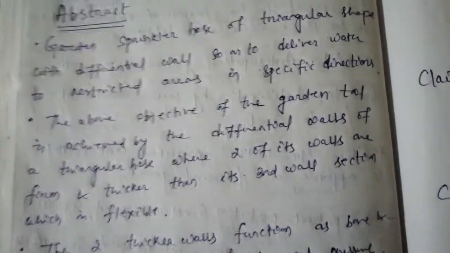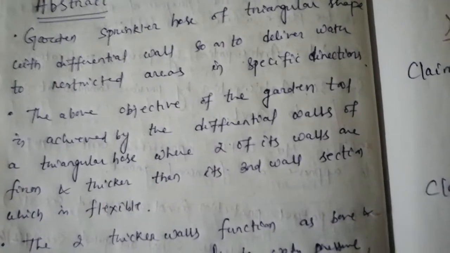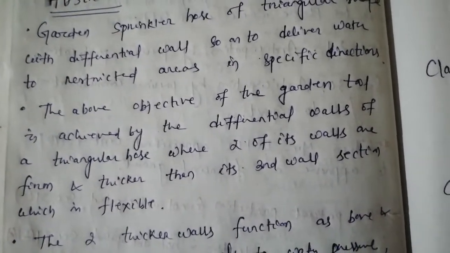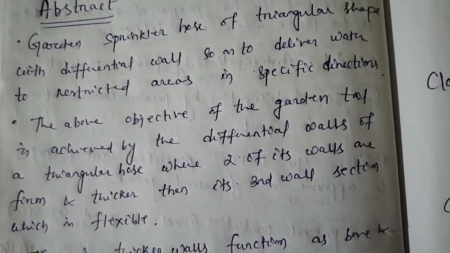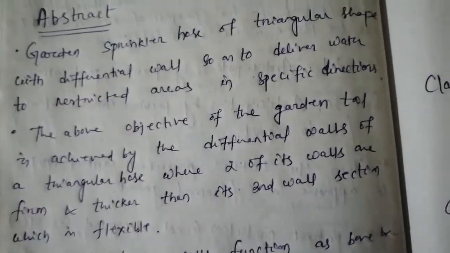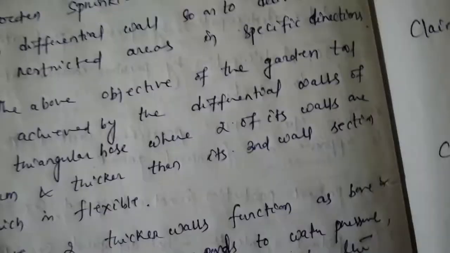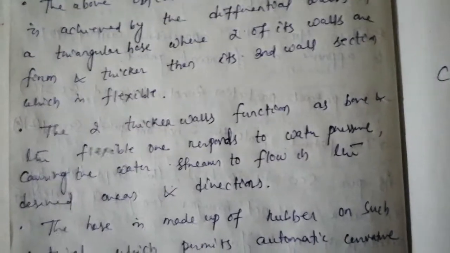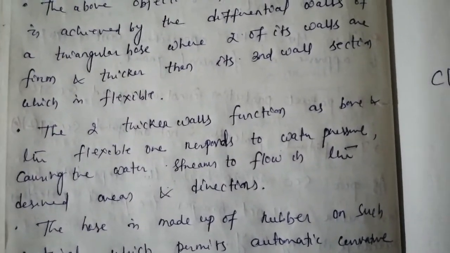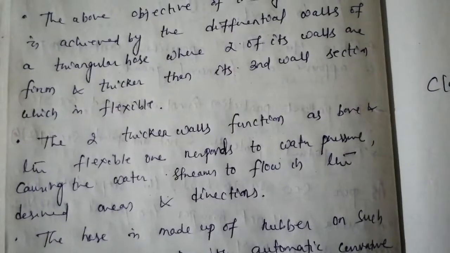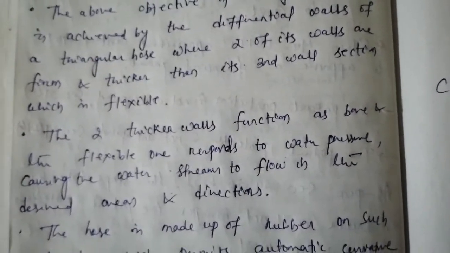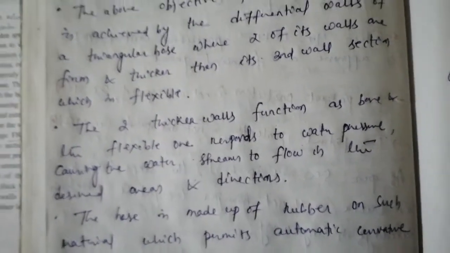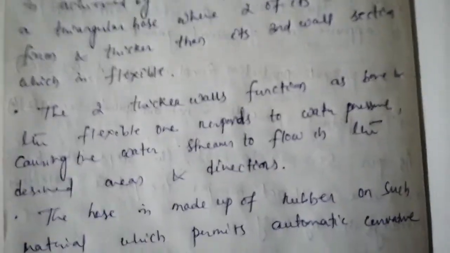The above objective of the garden tool is achieved by the differential walls of a triangular hose where two of its walls are firm and thicker than its third wall. Then its third wall section is flexible. That means the third wall is flexible. Next, the two thicker walls function as base and the flexible wall section responds to the water pressure, causing the water streams to flow in the desired areas and directions. In very simple words I have written here.